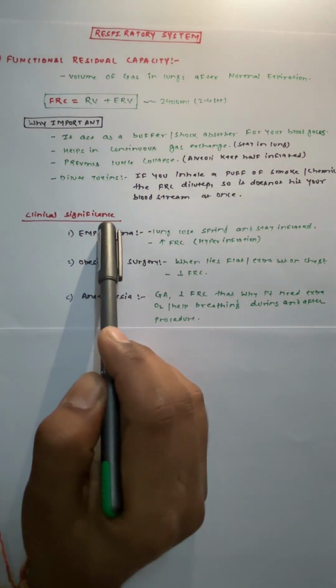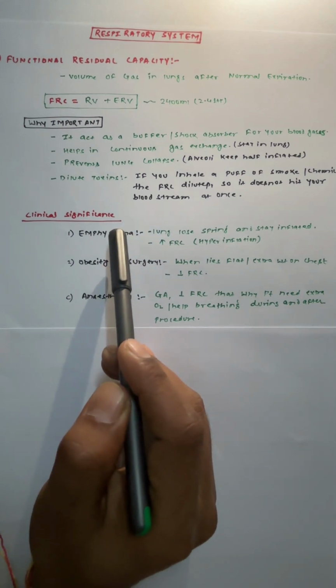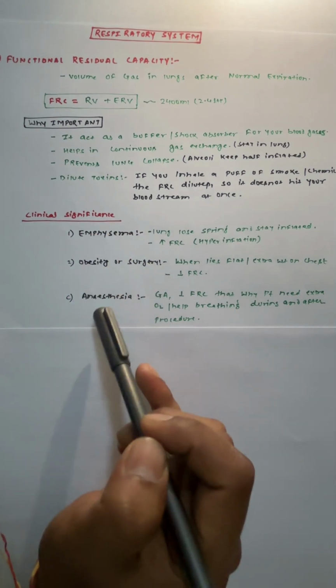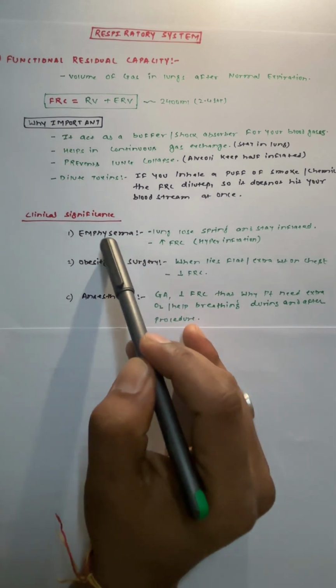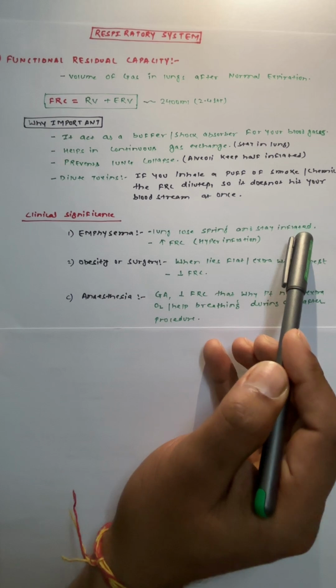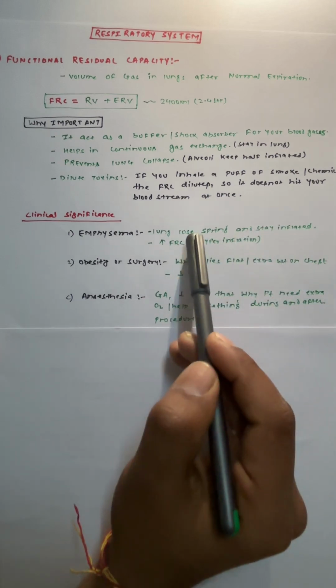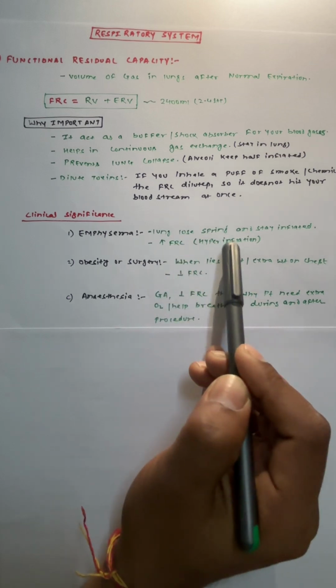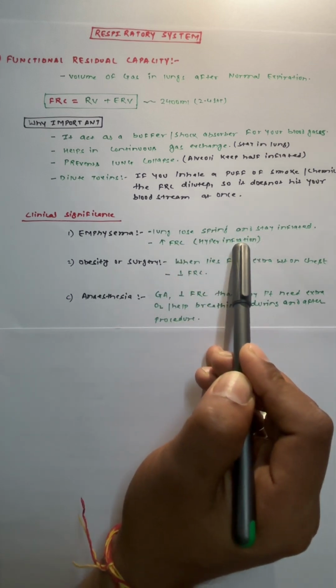Now from the clinical significance point of view, we'll see its effect in emphysema, obesity, surgery and anesthesia. In emphysema, the lung loses its spring and the lung stays inflated, so the FRC gets increased. The functional residual capacity increases and it causes hyperinflation of the lung.